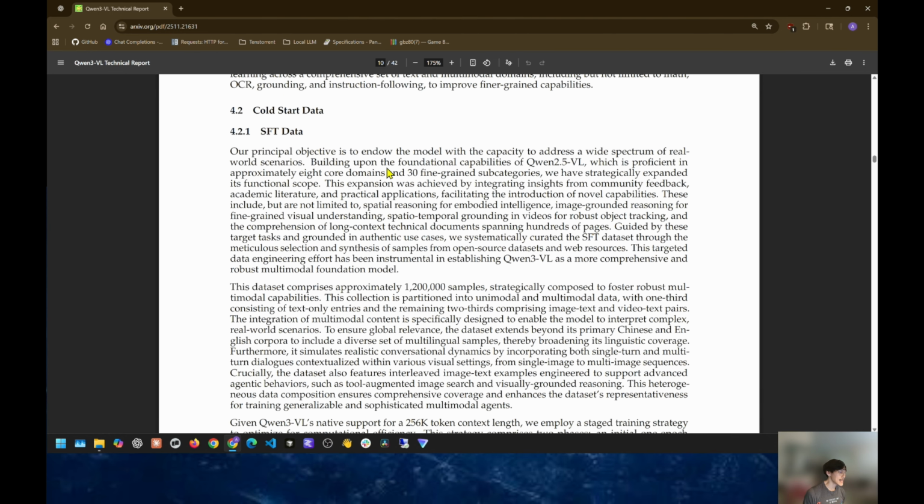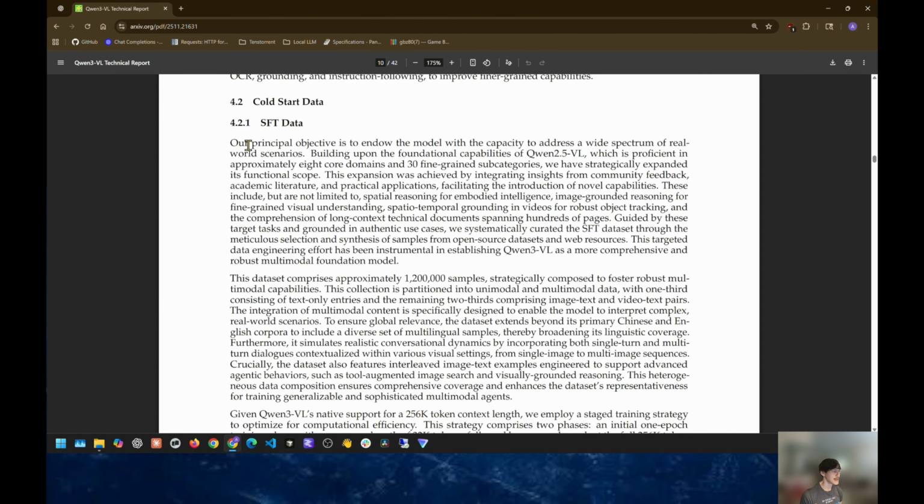Okay, cold start data, SFT data. What is cold start data? Our principal objective is to endow the model with the capacity to address a wide spectrum of real-world scenarios, building upon the foundational capabilities of Qwen 2.5 VL, which is proficient in approximately 8 core domains and 30 fine-grained subcategories. We have strategically expanded its functional scope.